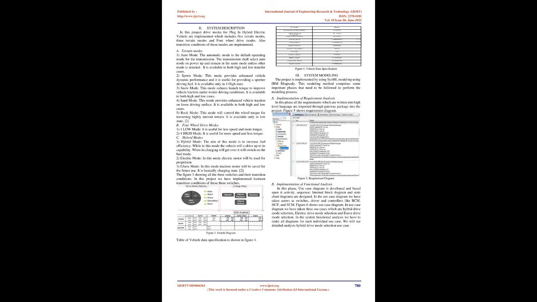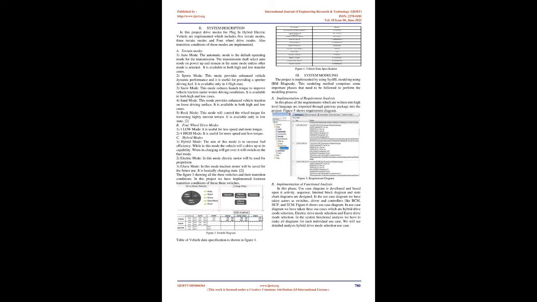3. System modeling. The project is implemented by using SysML modeling using IBM Rhapsody. This modeling method comprises some important phases that need to be followed to perform the modeling process. A. Implementation of requirement analysis. In this phase all the requirements which are written into high-level language are imported through gateway package into the project.